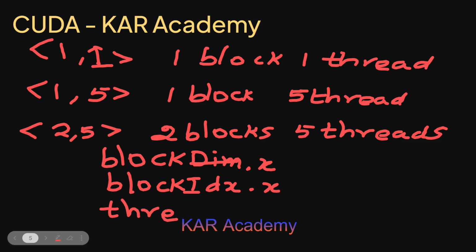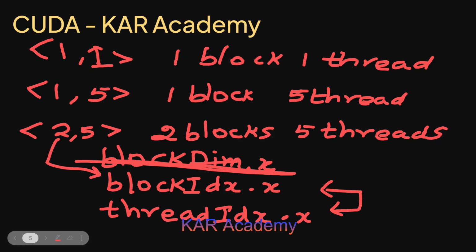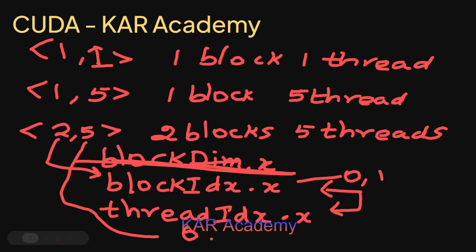So you see, we differentiated the threads based on these two different variables, thread index.x and block index.x. So let's forget about this block dimension.x for now. When we say 2, that corresponds to block index.x 0 and 1, and 5 corresponds to thread indices 0, 1, 2, 3 and 4. Okay, and that is what we have seen. Now let's go and see how to access the other dimensions.